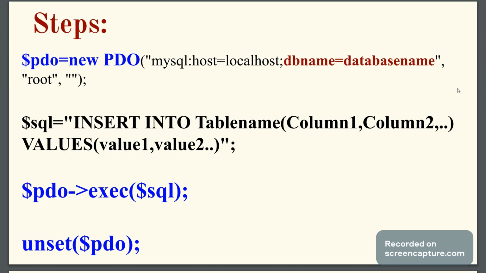There are only three important things we need to remember while using PDO. First, create an object of the PDO class and establish a connection. Second, run the query using the PDO object's exec method, and in brackets give the variable name for a query. And at the bottom, we have to close the connection using the unset method, and in brackets pass the object of the PDO class.